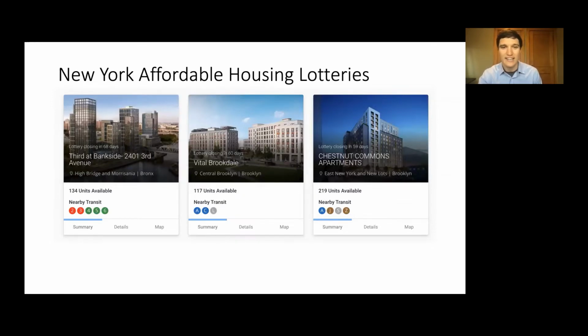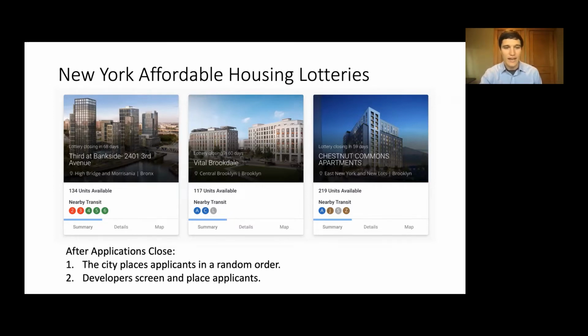You go to housingconnect.com and you can see all of these different buildings. And then there's some application window. And after that window closes, the city takes all of the people who applied and places them in a random order. And then gives that list to the developers and says, okay, here's your list of applicants. Here's the lottery order in which they were placed. Now start at the top and start screening and placing these applicants.